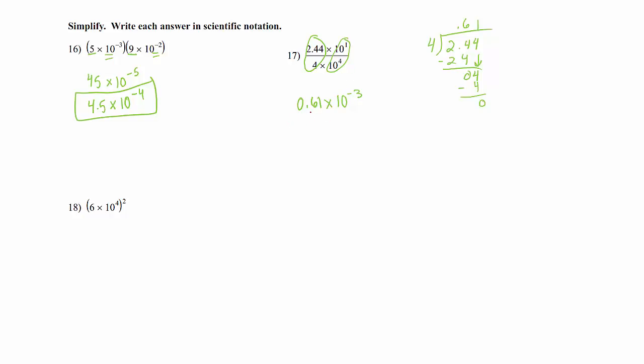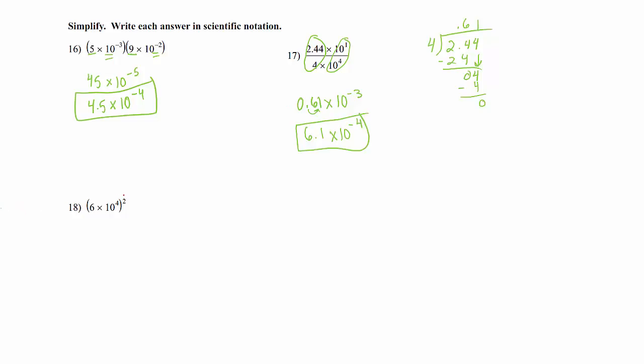This is not a number between 1 and 10, so we want to move our decimal place over. We're losing a decimal place. There are 2 decimals here, now there's only 1, so we subtract from our exponent. Okay, we took away a decimal, so we take away from the exponent.